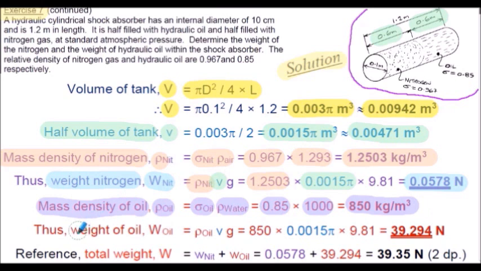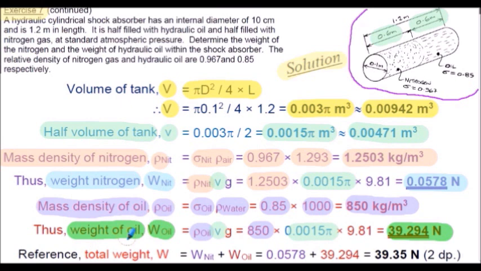So finally we can find the weight of the oil, W of the oil here. That's the mass density of the oil from above, multiplied by volume of half the tank, multiplied by gravitational acceleration, and that evaluates to the weight of the oil of 39.294 newtons. And finally, purely for reference, I've calculated the total weight, capital W, of the shock absorber, which is the weight of the nitrogen added to the weight of the oil. But that's purely for reference.